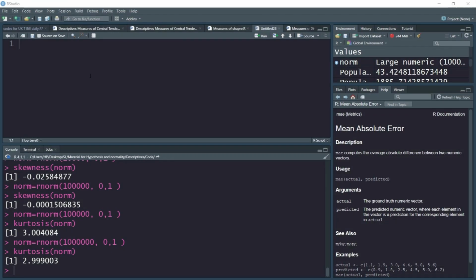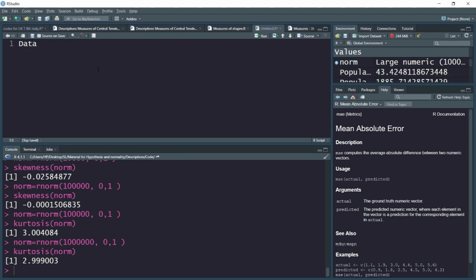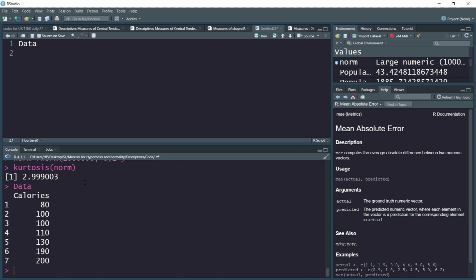Now we'll discuss the implementation of shape measures with R. We'll carry on with our calorie dataset with cereals. So this was the dataset. We can see that dataset in our console where I have populated it. First, we need to install some of the relevant packages. These are moments and others. Since I have already installed these packages, I will not run these commands.